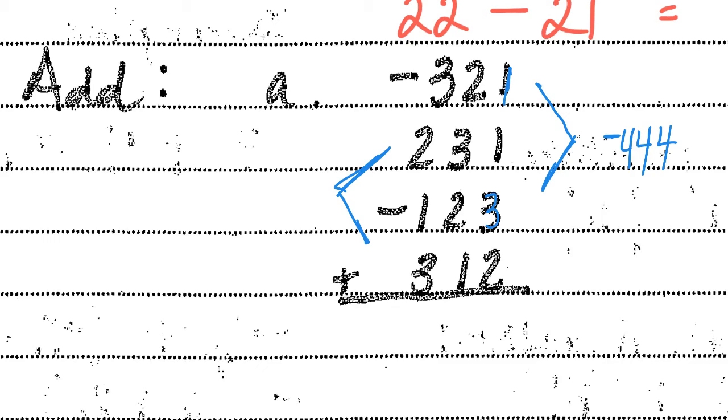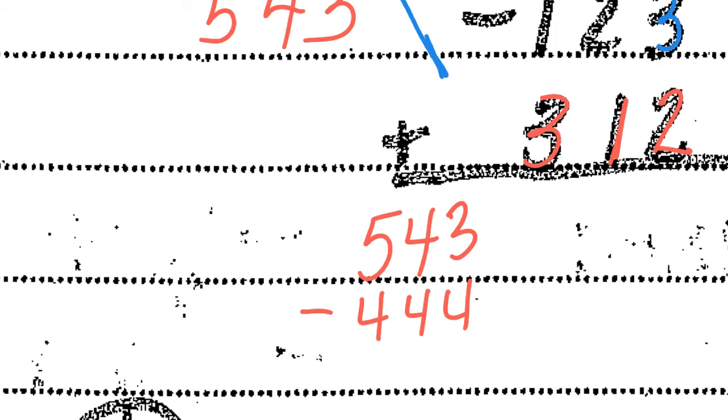All right, and then we're going to add the other ones. I'll go ahead and add those in a different color. 1 and 2 is 3. 3 and 1 is 4. 2 and 3 is 5. So really what this question is saying is 543 minus 444. You guys know what that is? Good. The answer is going to be a positive 99.